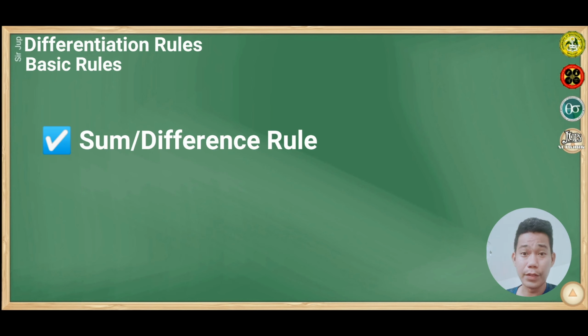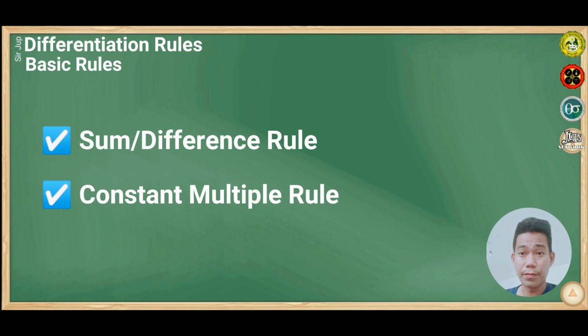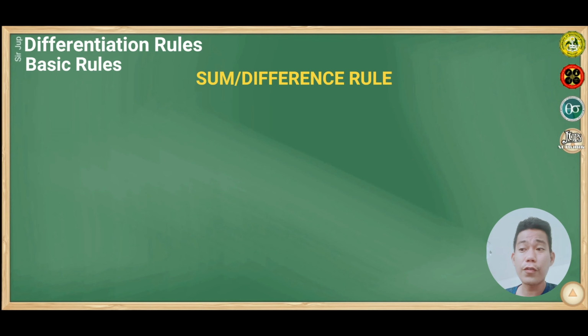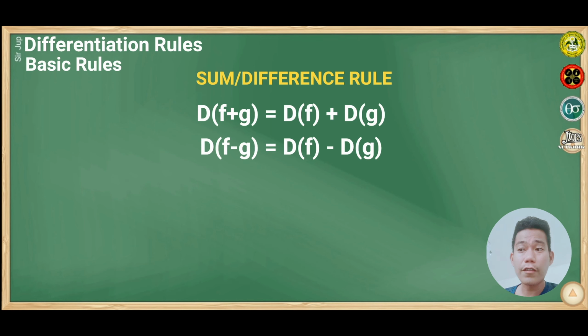Okay, so we also have some basic rules in the sum of two functions, difference of two functions, and constant times a function. So the sum and difference of two functions, they have the same rule. Okay, so the derivative of the sum or difference of two functions is equal to the sum or difference of the derivative of those functions. Okay, so I repeat, the derivative of the sum and difference is equal to the sum and difference of the derivatives.